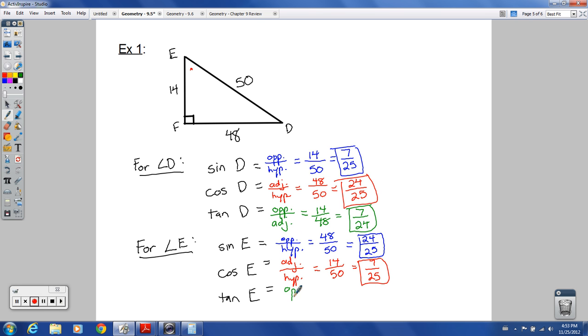And so here, opposite over adjacent. With this, we should expect that these two get flip-flopped because our opposite and adjacent have gotten changed around. So opposite is 48, adjacent is 14, and that's exactly what it looks like. So we have 24 over 7, reciprocal of tangent of D. So let's move on and do just one more example.